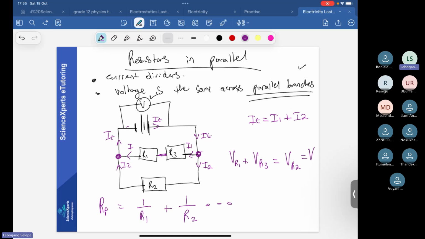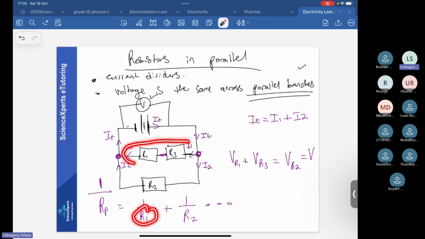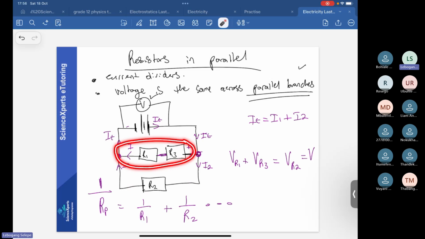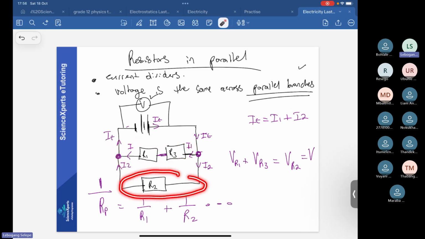So basically in this scenario, remember this is 1 over R parallel, right? Our R1 would be the resistance of this entire branch. Our R2 would be the resistance of that branch. If there are 4 resistors here, for R1, you would add all of them. Same thing goes with this lower branch. If there are 5, just add all of them, then it would be your R2.